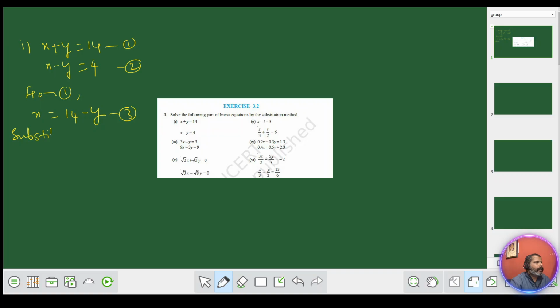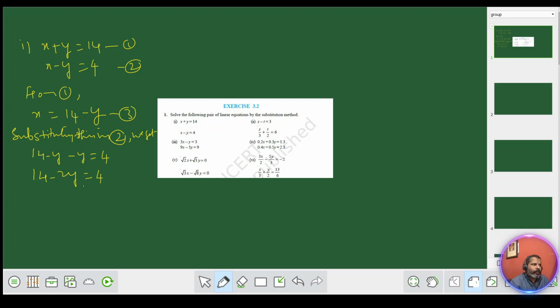Write the statement: substituting this in 2. Because we solved for x in 1, we have to put it in the second equation. We get, what do we get? x is 14 minus y, so 14 minus y minus y equal to 4. Remember, for what you're substituting, only put that value. The rest you copy from the equation as it is. Therefore, 14 minus 2y equal to 4.